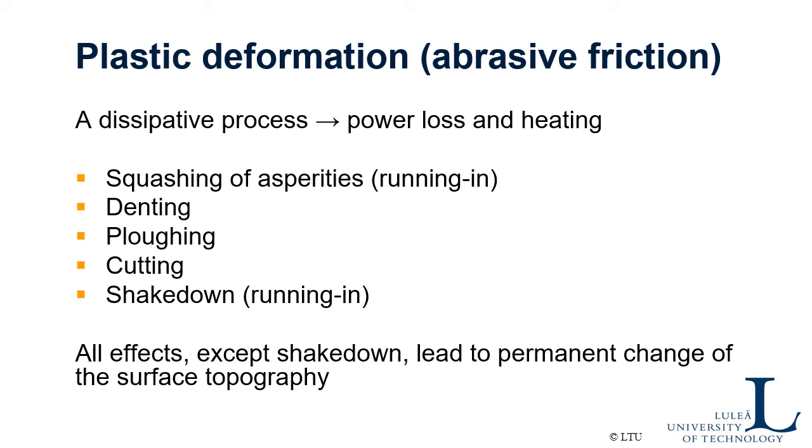What is happening then? Well, there are a number of permanent changes of the surface topography going on there. So plastic deformation is involved in all of them. You squash the asperities, you dent the other surface with a hard surface, you plow the other surface by rubbing a hard asperity in contact with a softer counter surface. You may even cut away a tiny part of the material. And there is also something called shakedown, which is a part of the running in process where the microstructure is changed.